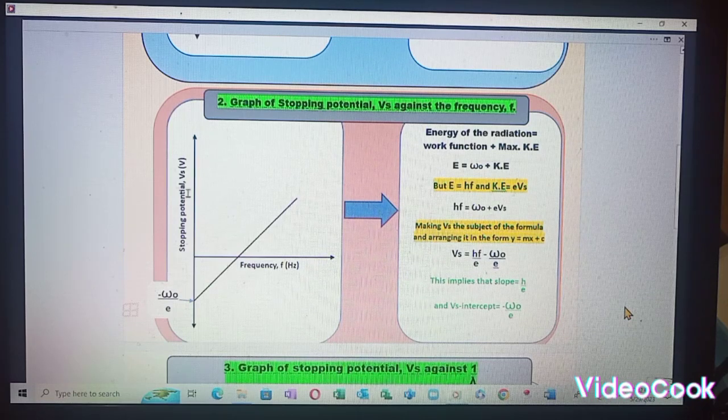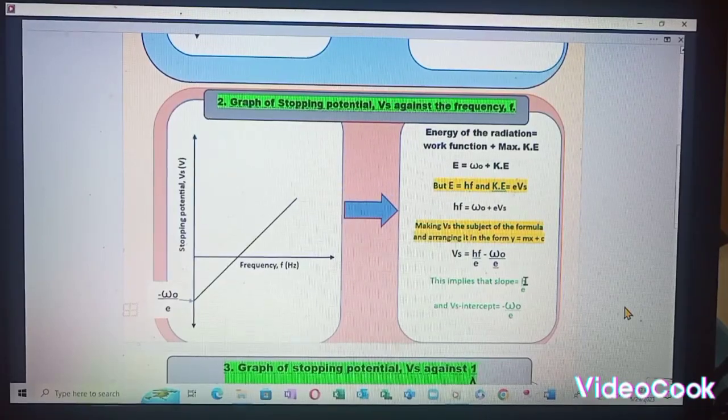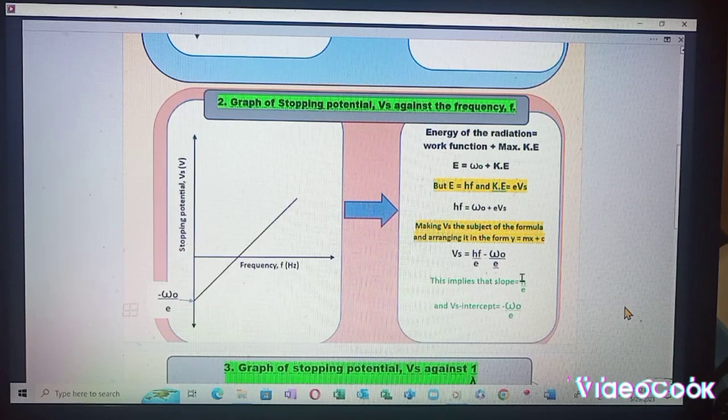And if you look at this equation critically, you realize now Vs is the y-axis, and then we have F, which is now the x-axis. And that simply means negative W naught all over E represents the Vs intercept. And then we also have, after removing x, which is the frequency, m remains as h over e.